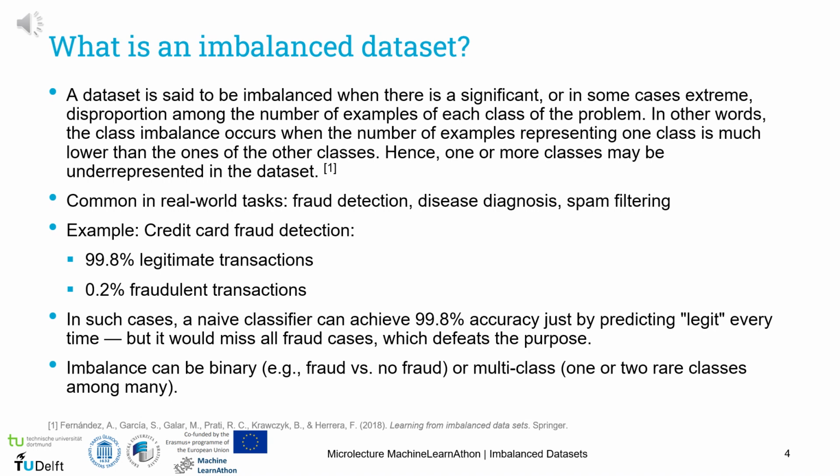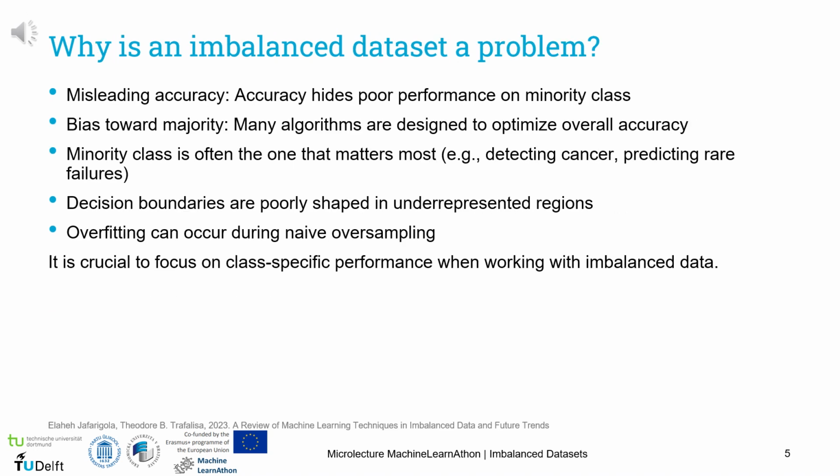And in general, the imbalance can be binary or multi-class. You can have only two classes, which could be fraud or no fraud, or also different classes to classify. As I just said, an imbalanced dataset can lead to a problem because the accuracy is usually very misleading. And also, if you tune your algorithm towards accuracy, then there might be a bias towards the majority, and that worsens your algorithm.